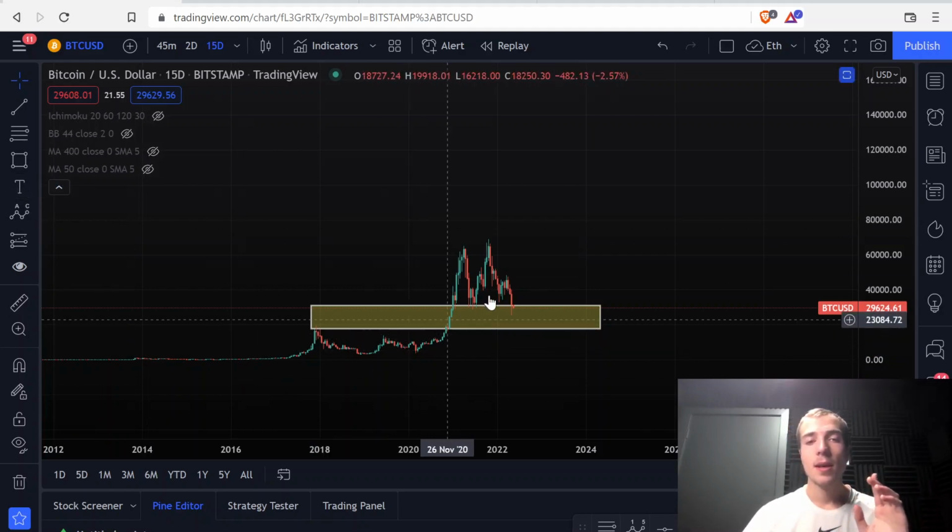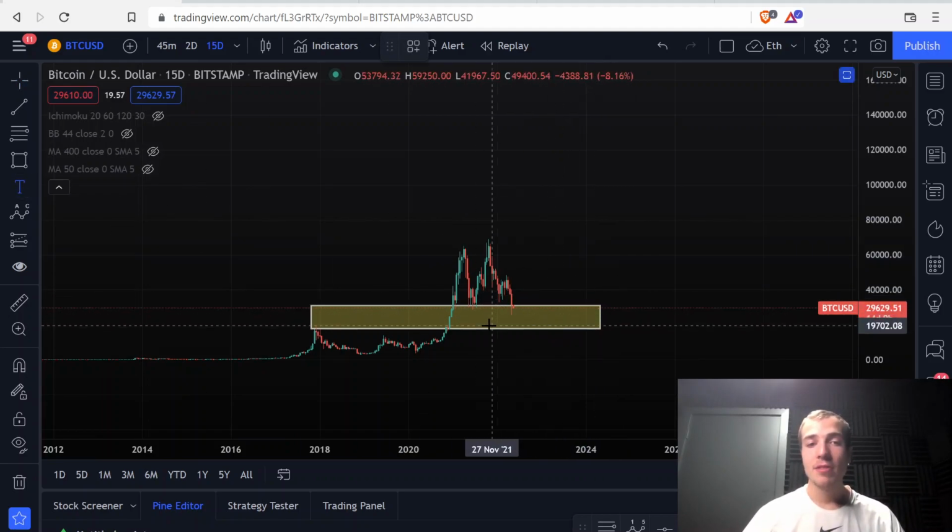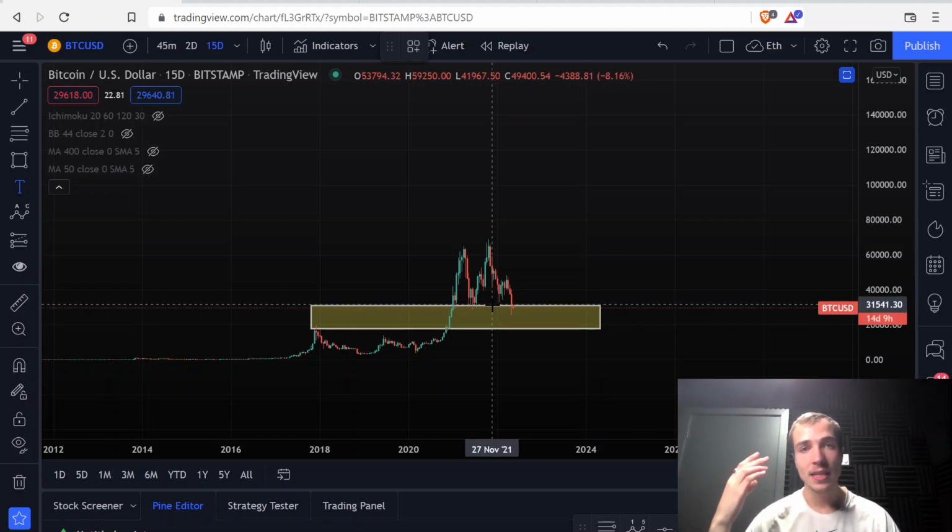Also, the bigger the time frame, there's going to be more orders on those levels, right? Think of how many people have their buy orders placed at 20K, or how many people had their buy orders placed at 25K, or how many people had their buy orders placed at 29K. Those are going to be major areas where people have buy orders.